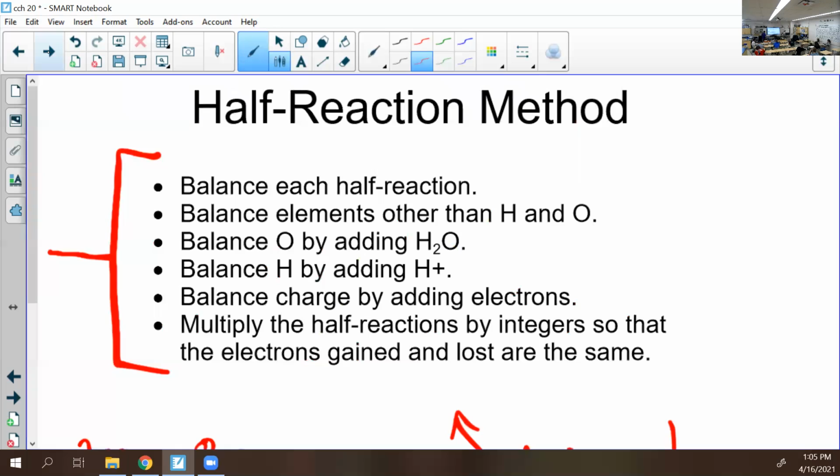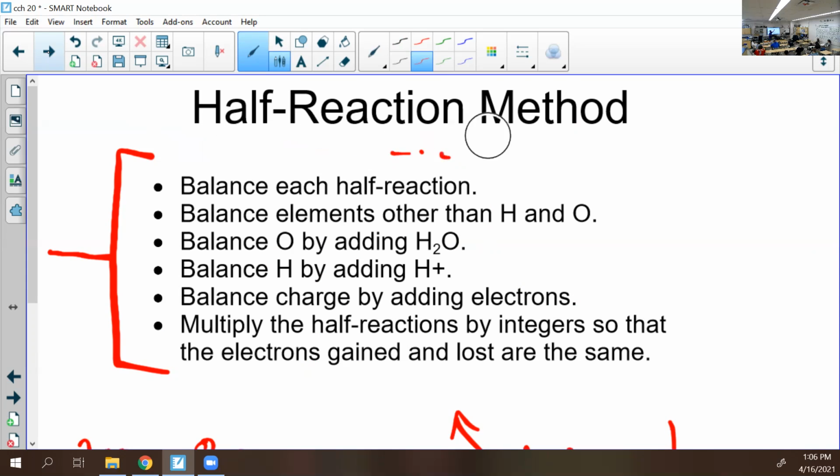All right. To balance each half reaction, we balance first elements other than H and O. We balance O next by adding water. So just as an example, if I had 2 O's here but no O's over here, I'd say 2 H2O. Because when these reactions happen, they're going to happen in solution, so there's plenty of water around that the reaction can use. There's going to be plenty of H plus and OH minus as well.